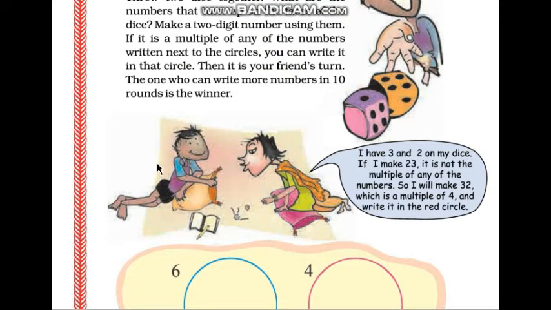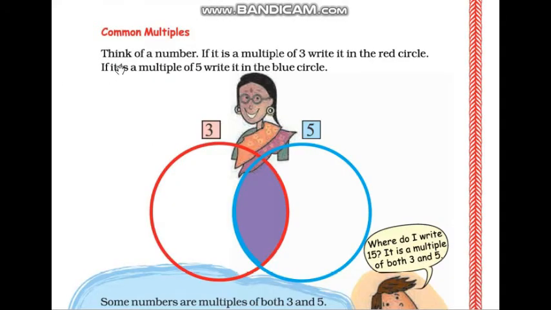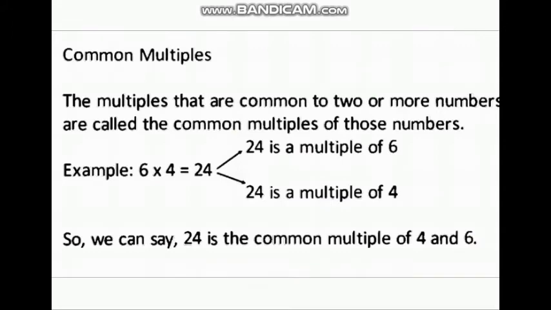In this way 10 rounds can be played and the one who can write more numbers in 10 rounds is the winner. Now children, here are common multiples. So let us understand what common multiples are. Then we will solve this question. Here is given common multiples. What are common multiples?